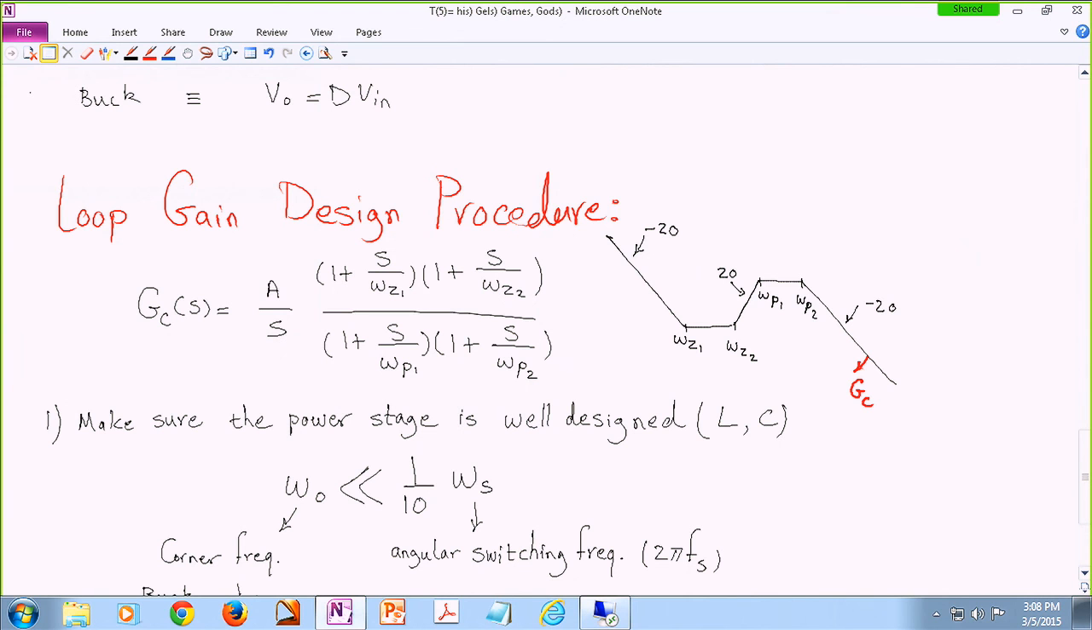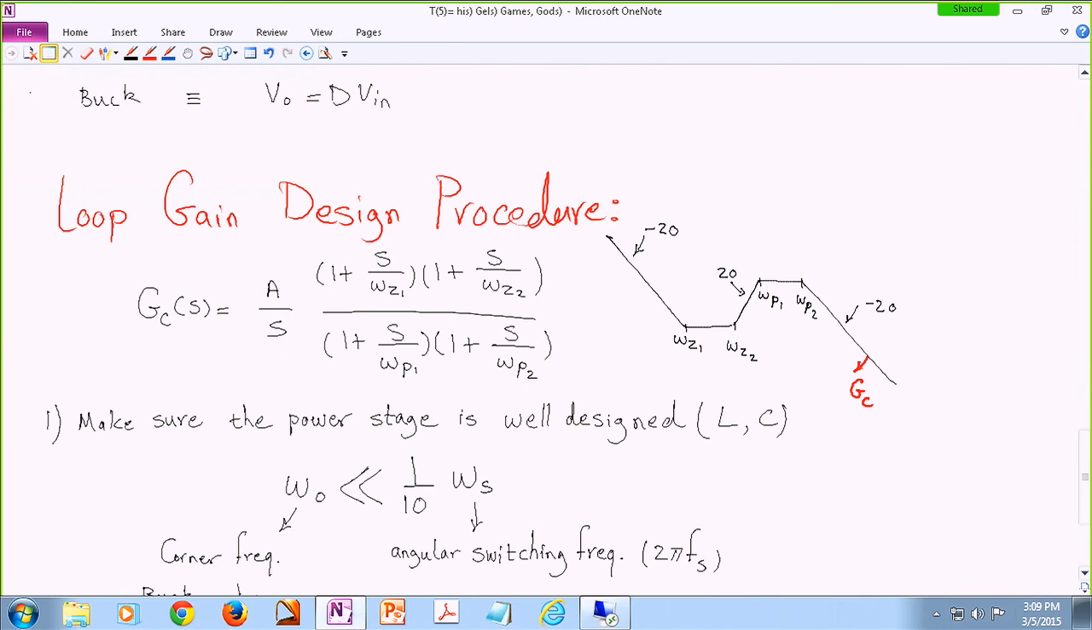That's a good point. But if you try to make your converter fast by pushing your corner frequency to higher frequencies, you are going to observe a lot of ripple in your output voltage. Okay, so there's a trade-off between a smaller ripple and basically higher corner frequency. Very good point. So yeah, I don't have a simulation here, but you can run it and make them close to each other.